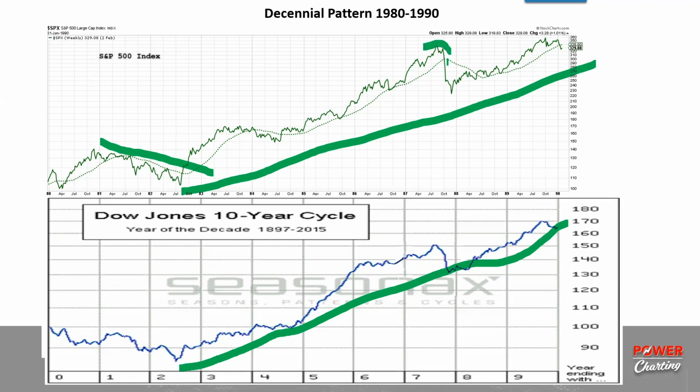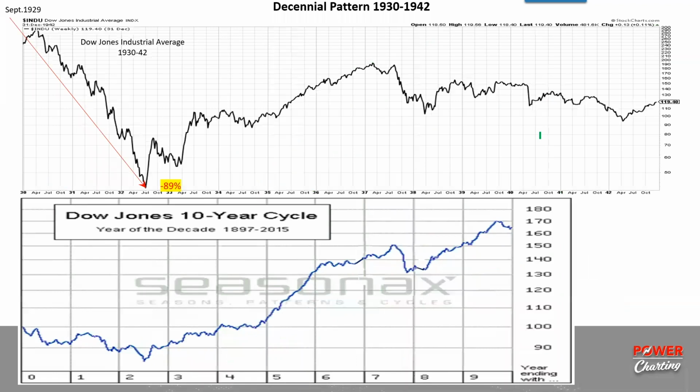Look at the buying climax in the 7th year, which occurs in the decennial, and then this is the huge crash, the 87 crash, which I remember quite well as a professional in the industry. And then the 8th and the 9th years were, again, continuation of beautiful uptrends.